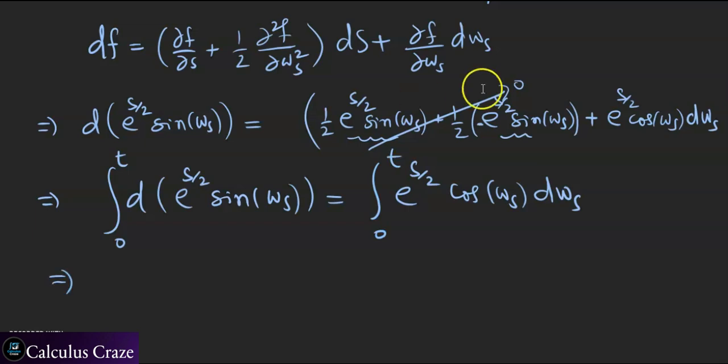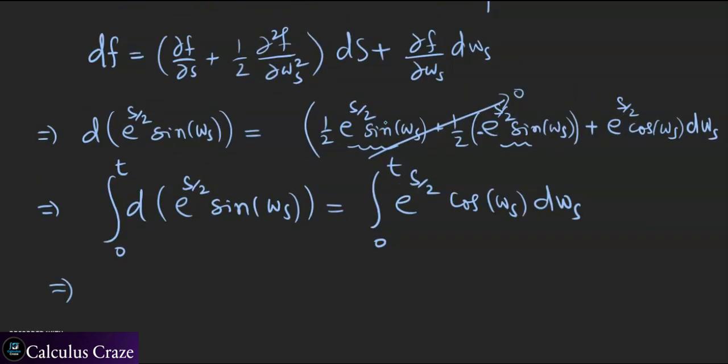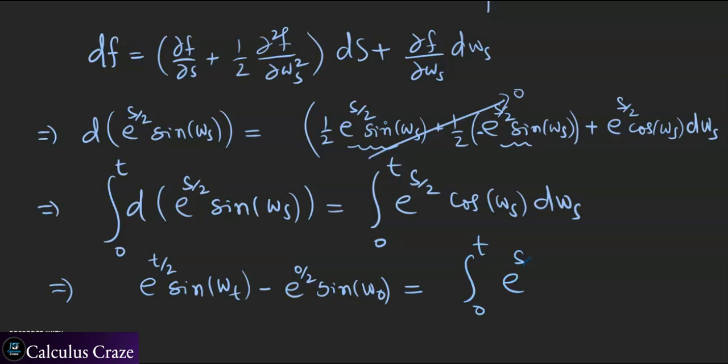Okay, and then what can I do now? So it is the differential of f, so d and integral, they cancel each other in a rough sense, so it is going to be e to the t by 2 sine w sub t minus e to the 0 by 2 sine w sub 0, right, equal to the integral from 0 to t of e to the s by 2 cos of w sub s dw sub s.